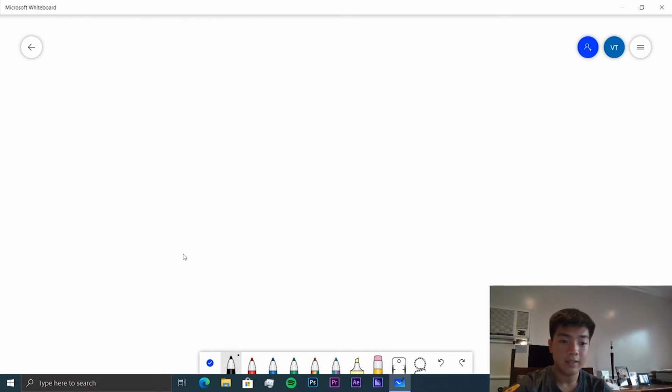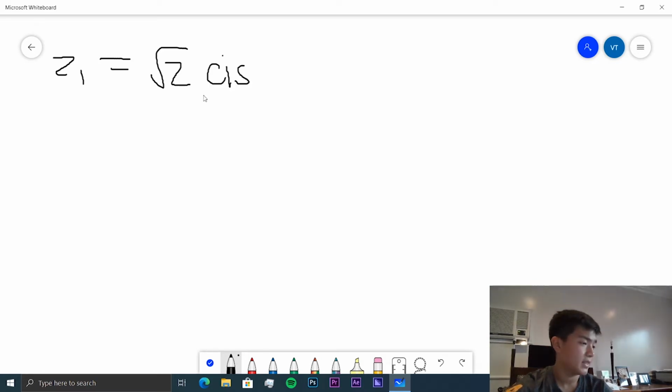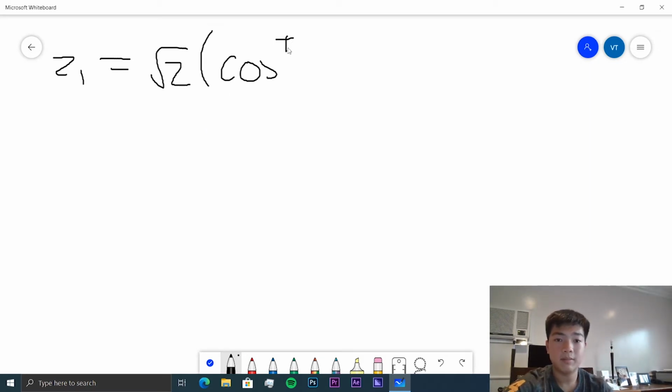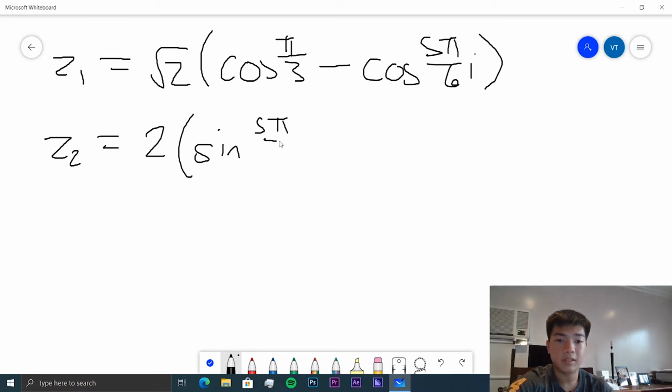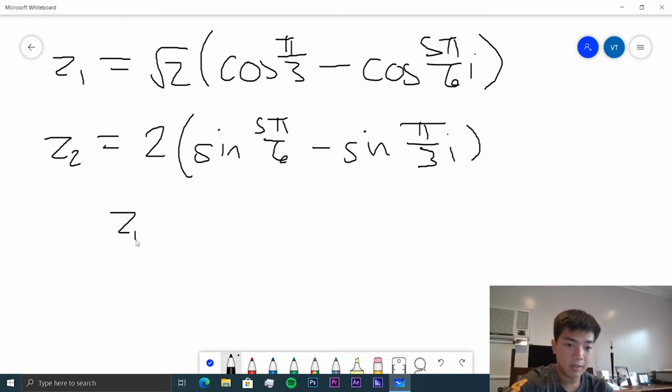Here we are given z1 is equal to square root 2 cis pi over 3. I'll just write out the full thing. So z1 is equal to square root 2 times cosine pi over 3 minus cosine 5 pi over 6 i, and z2 is equal to 2 times sine 5 pi over 6 minus sine pi over 3 i. We need to find z1 cubed over z2 to the 5.